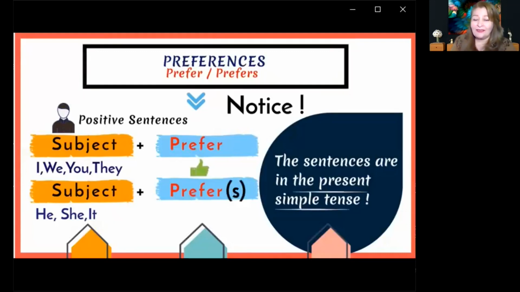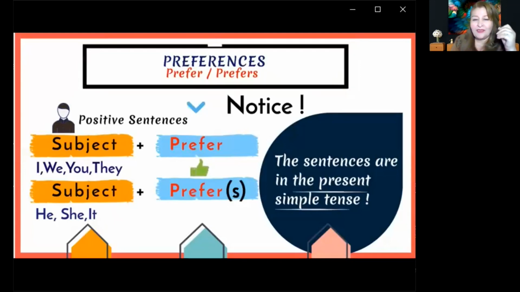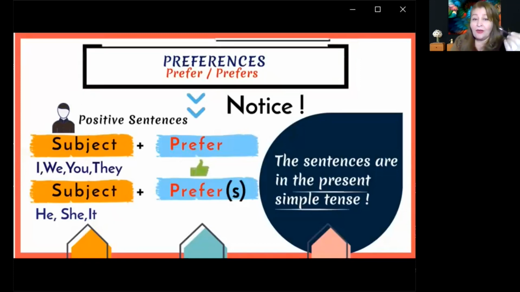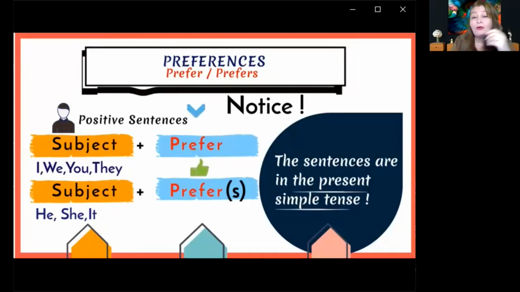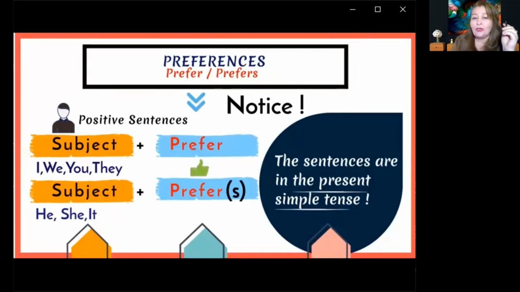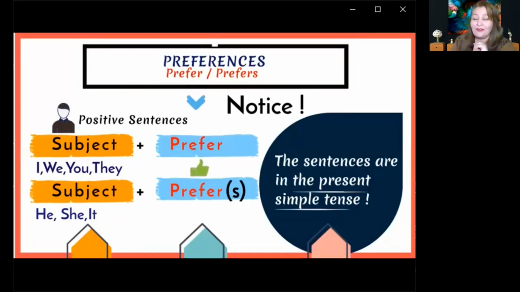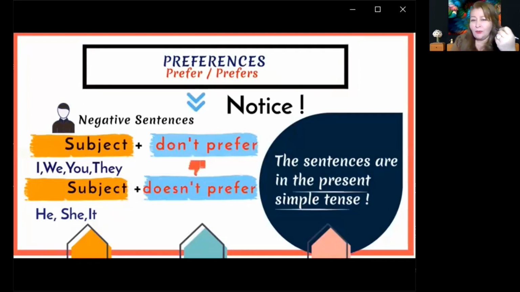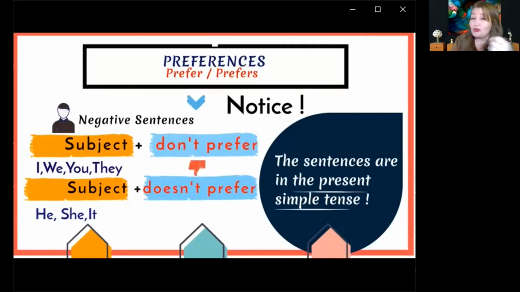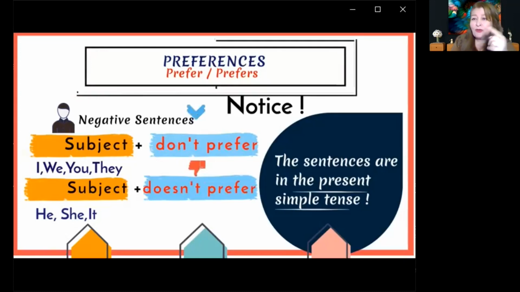We use a subject and then the word prefer. When our subjects are I, we, you, and they, we use prefer, but when they are he, she, or it, we add an S after prefer and we use he prefers, she prefers, etc. Be careful. And when we talk about a negative sentence, we can also use don't prefer or doesn't prefer, but it is not so common.